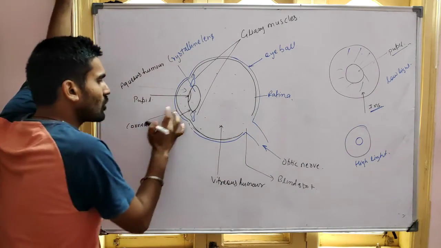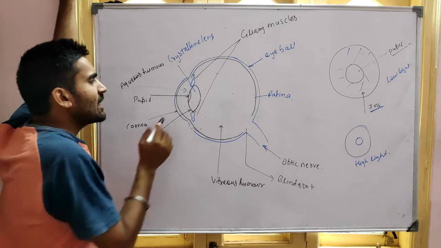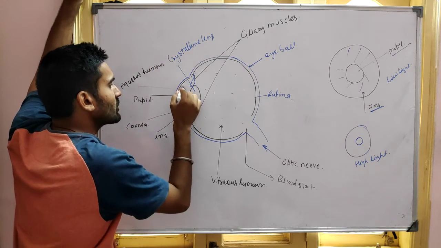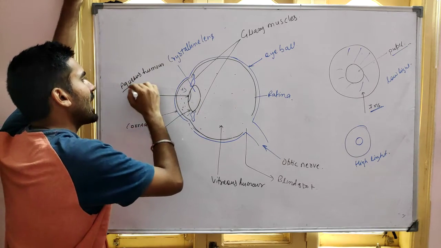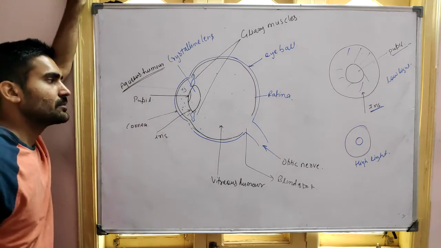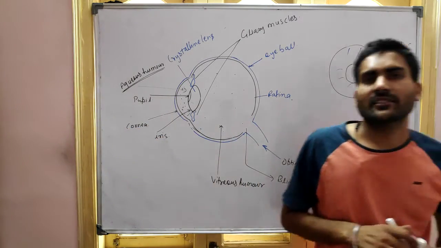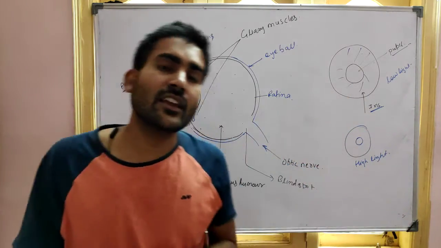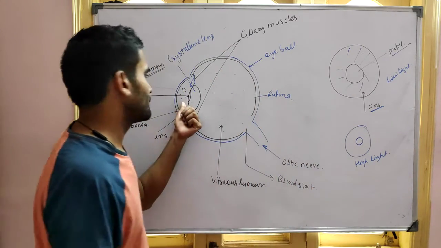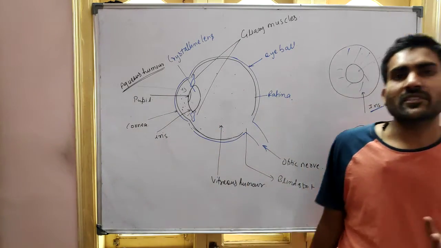So after this cornea, this is the water-like thing. 99% is water in this one, and it is called aqueous humor. What is the purpose of this? Actually, it is used to clean the eyes. Whenever you are waking up in the morning, you are seeing something in your eyes. That is because of this one. Okay, aqueous humor. What other purpose does it serve?